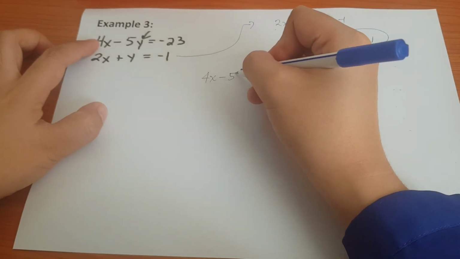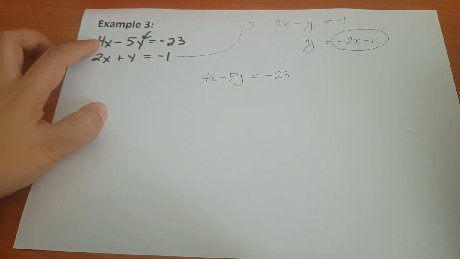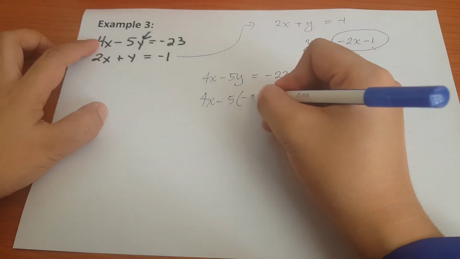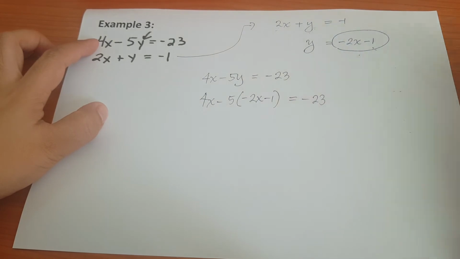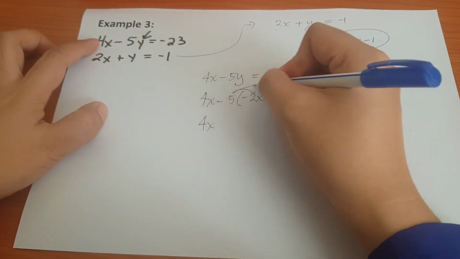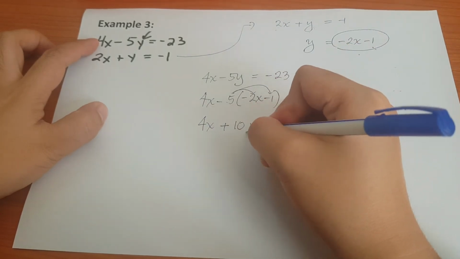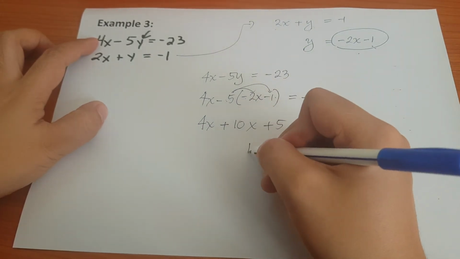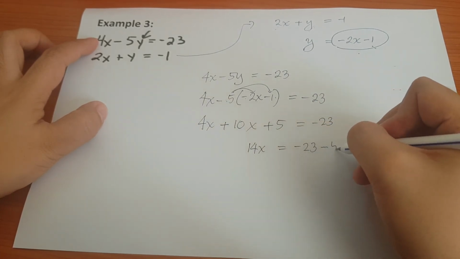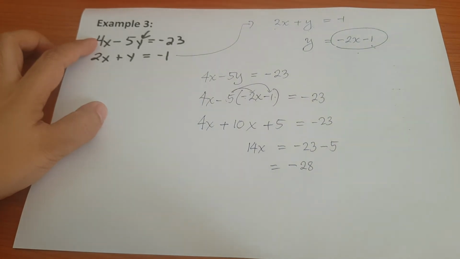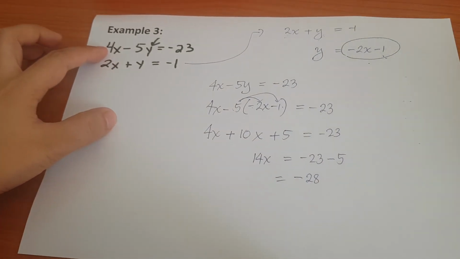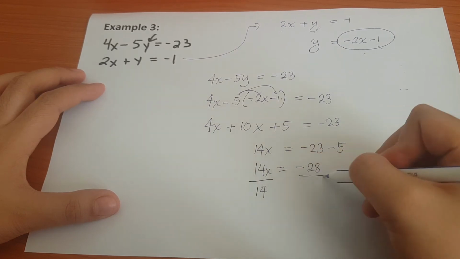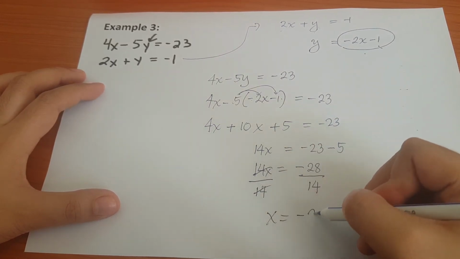So 4x minus 5y equals minus 23. 4x, what is now my y? From equation 2, my y is minus 2x minus 1. Okay, and then we will simplify. Minus 5 multiplied by minus 2x, negative times negative is positive, 10x. Okay, let's continue. 4x plus 10x, it's 14x, equals minus 23 minus 5, it's minus 28. So 14x equals minus 28. I will divide both sides by 14. So x is minus 2.